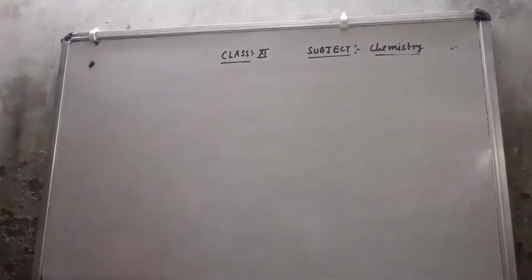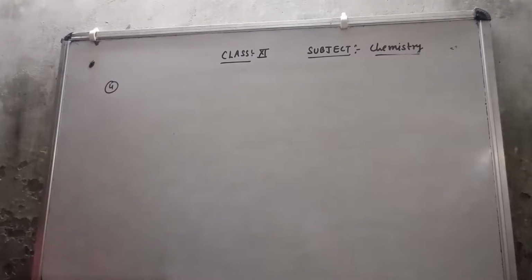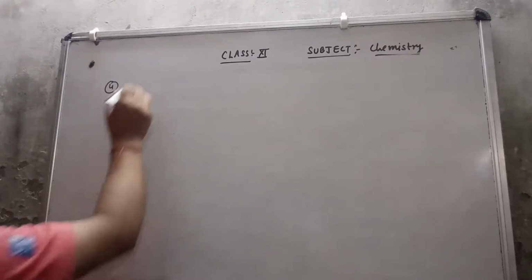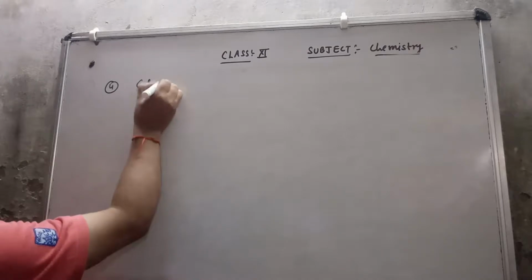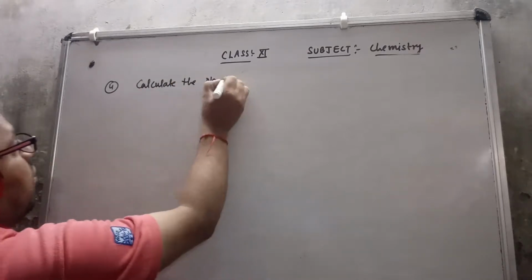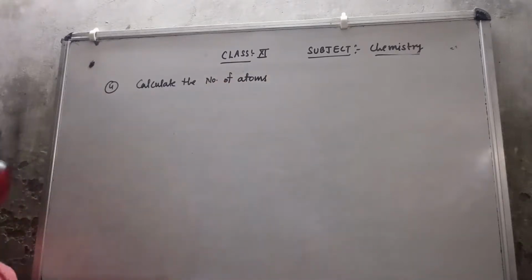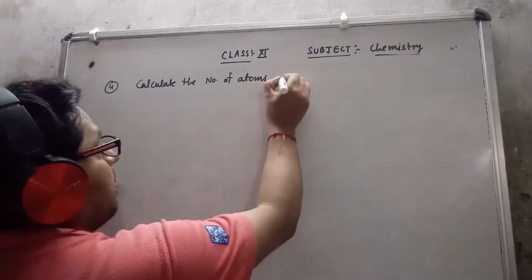The next question is question number 4. The question is: calculate the number of atoms. Calculate the number of atoms of each type.